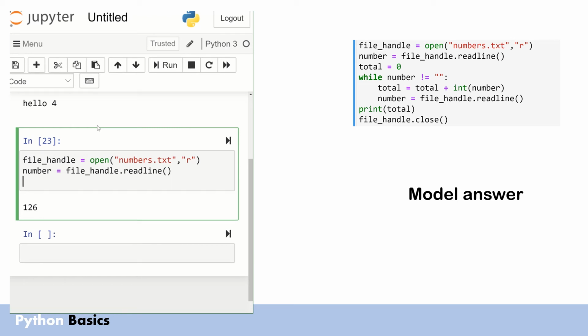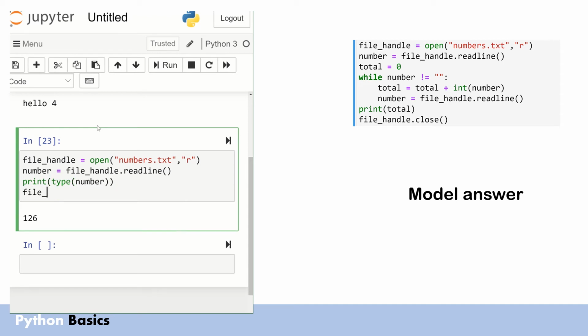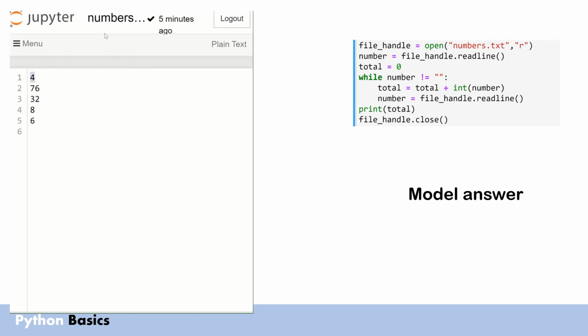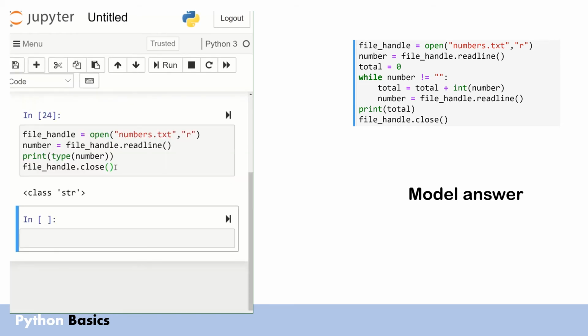Now remember at this point that is going to be a string, so I'm just going to do this for a second. I'm going to go print type number, and I'm then going to go file handle dot close. The reason I'm doing this is just to show you what the data type is. If I run that, you can see that it comes back a string, even though that's clearly a number, the number 4, the first line here. The way Python works is that when you read something from a file, it will just automatically assume it's text, the exact same way as input works.